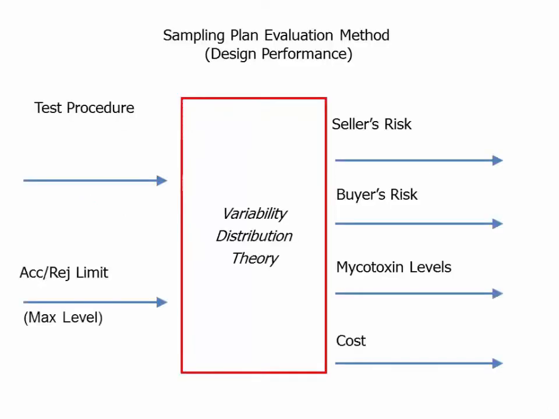So all of this information can go into development of a sampling plan: what kind of test procedure will be used, and what acceptance or rejection limit is set. The outputs of that are a certain seller's risk, a certain buyer's risk, the levels of mycotoxins that you can expect in the product, and the costs involved with running that program.